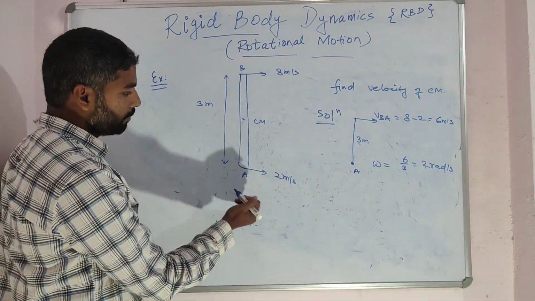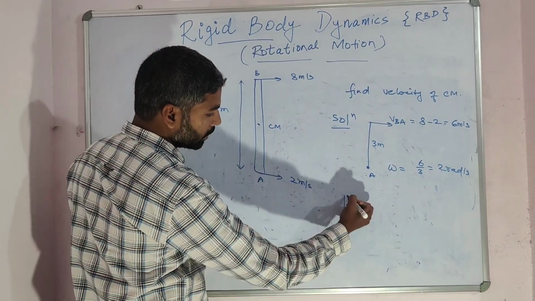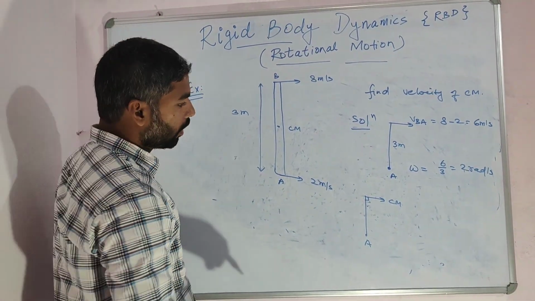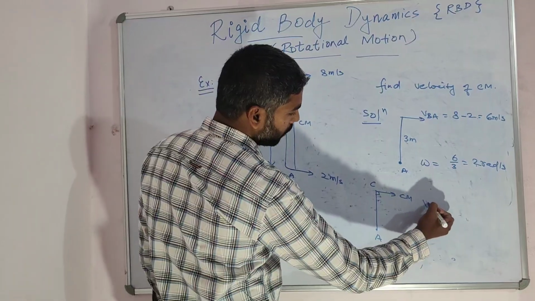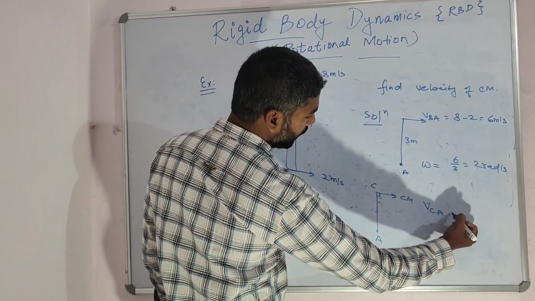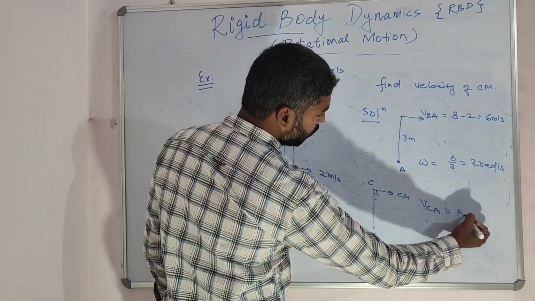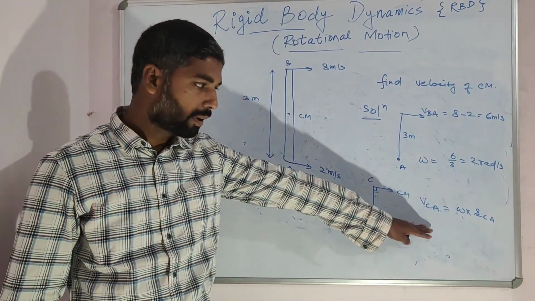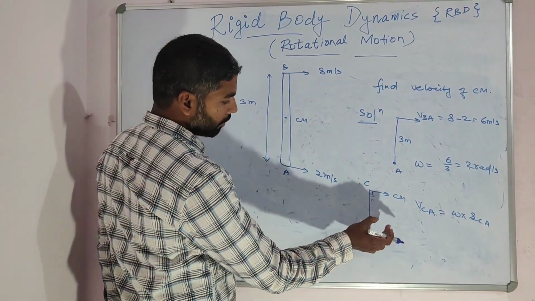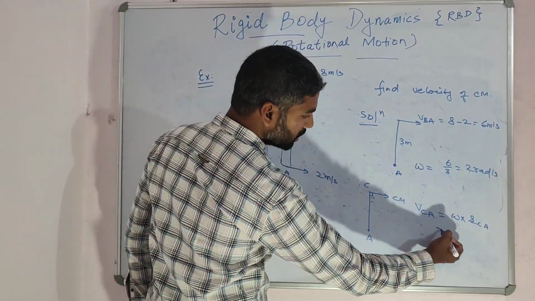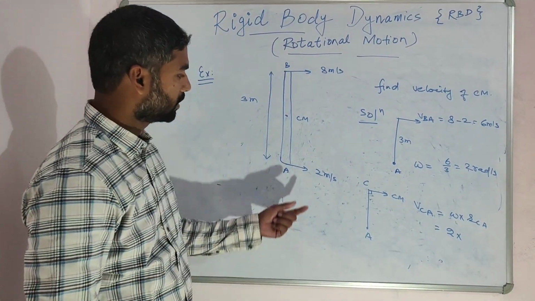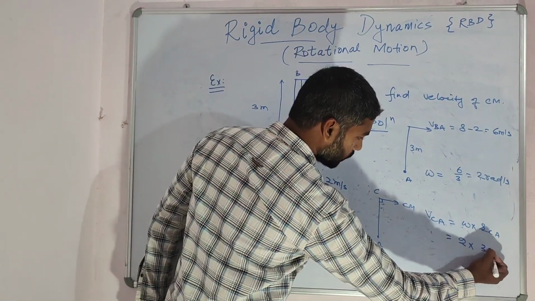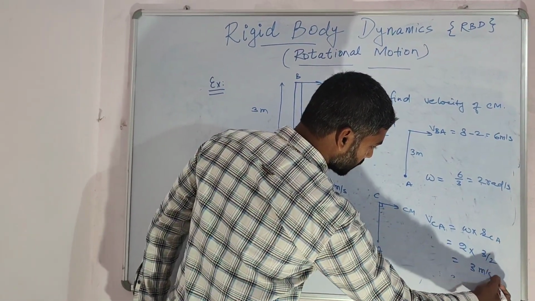Right. Now with respect to A, the center of mass is also performing circular motion. So we can write velocity of C with respect to A is equal to omega into R_CA. V is equal to R omega, and this omega will be the same here because this is a rigid body. And what is this distance? The center of mass distance from A is half, 3 by 2. So this is 3 meters per second.